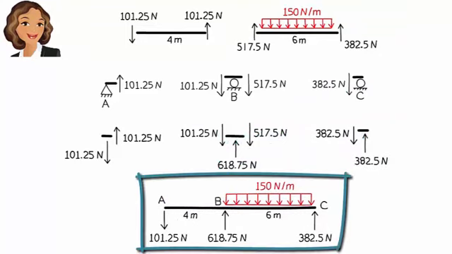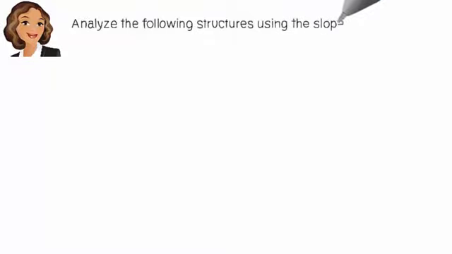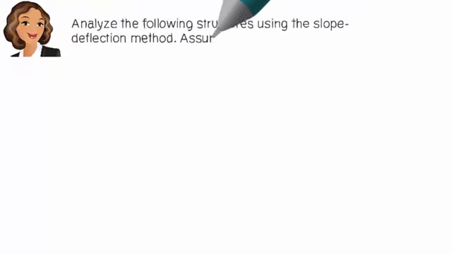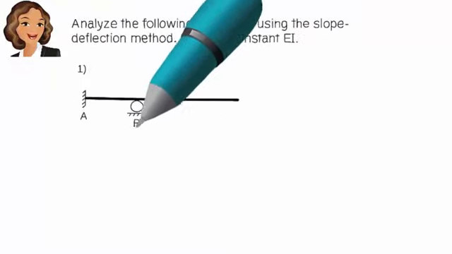In the next lecture, we will discuss the formulation of fixed end moments for various load shapes in more detail. Here are a couple of exercise problems involving uniformly distributed loads and joint moments only. Analyze the following indeterminate structures using the slope deflection method.